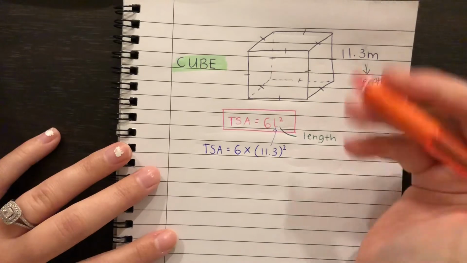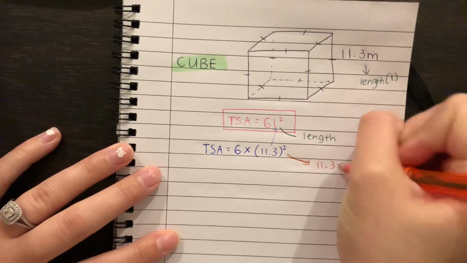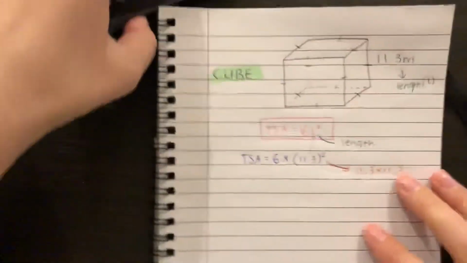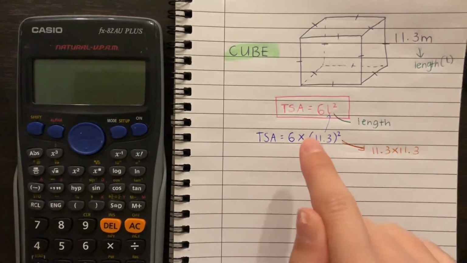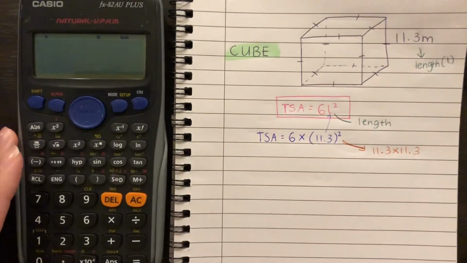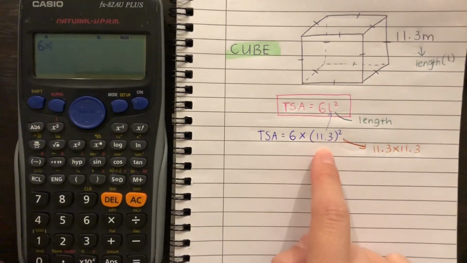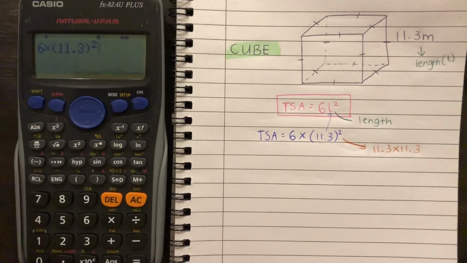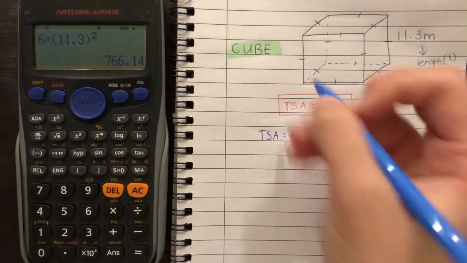11.3 squared is the same as 11.3 times 11.3. Okay? But what I want you guys to do, like I say all the time, is to put what you see in your calculator. You're putting it in exactly as you see it. You're not changing anything. So what I'm going to do is 6 times, and then bracket 11.3 squared. And then you're going to press equals and you get 766.14.